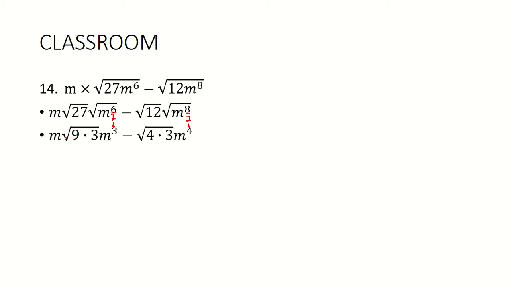Now, understand here, the square root of 9 is 3, but the square root of 3 will still be the square root of 3. Here I have m times m, it will be m to the exponent 4. The square root of 4 is 2, and I'll still have the square root of 3, m to the exponent 4. I hope you got that. Now you realize these are like terms. So I'm just going to say 3 minus 2, and it'll be 1, and I just keep that root 3m to the exponent 4.